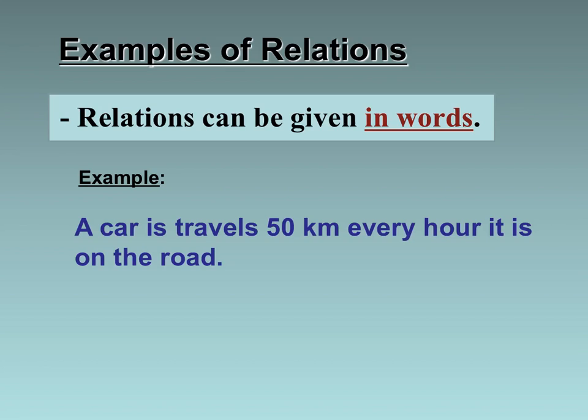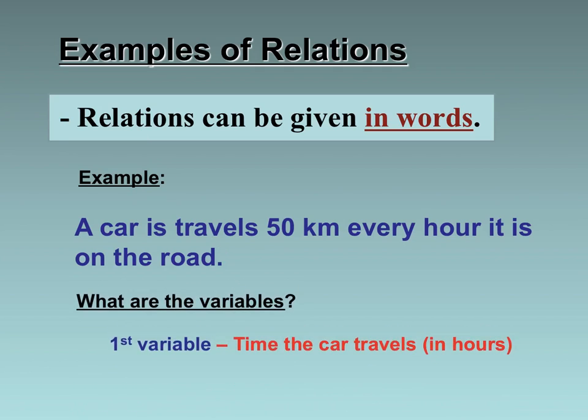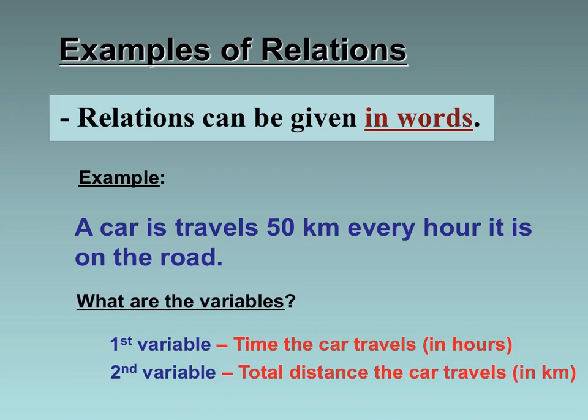The total kilometers is, and total kilometers, that number, which we don't know, is going to depend on how many hours it's on the road, which we also don't know. So those are the two variables here. You see the connection between them is that every time your number of hours goes up by 1, the total number of kilometers is going to go up by 50. That's what makes it a relation. Okay. Here's another, this is just explaining first variable, the time the car travels, second, total distance it travels.